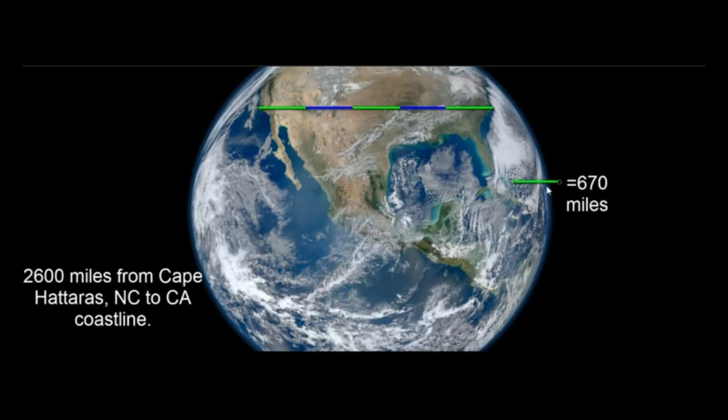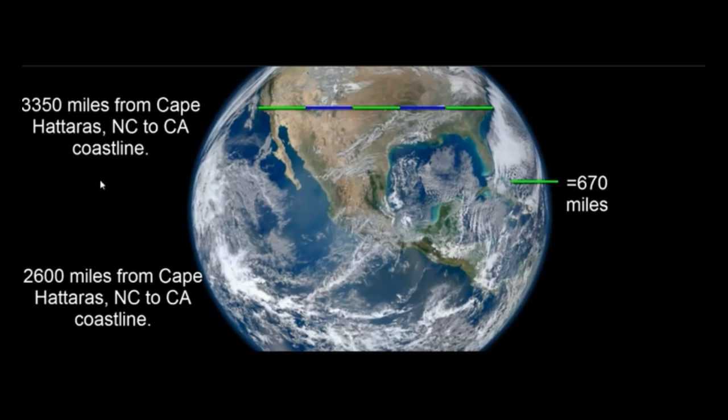So what is 670 miles times 5? Well, that equals 3,300 miles. Actually, a little bit over that. It is actually 3,350 miles from Cape Hatteras, North Carolina to the California coastline, according to this image of the Earth. No matter how big or little the Earth is, we have something that we can use.